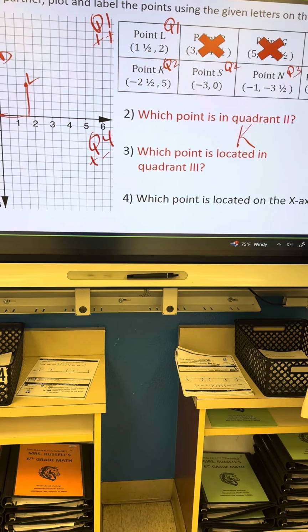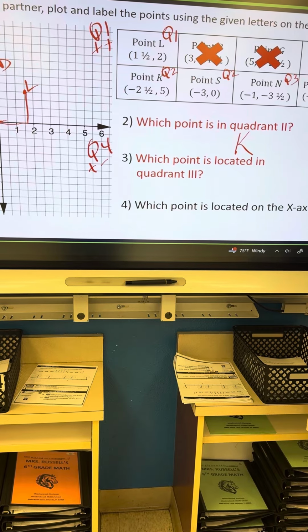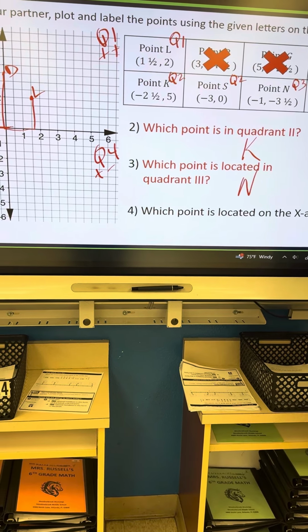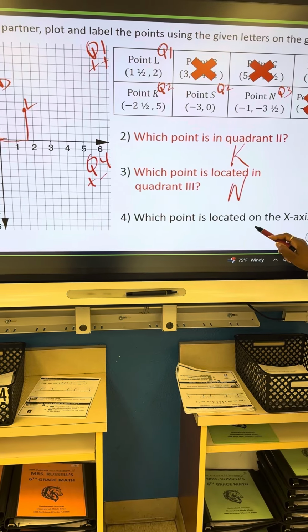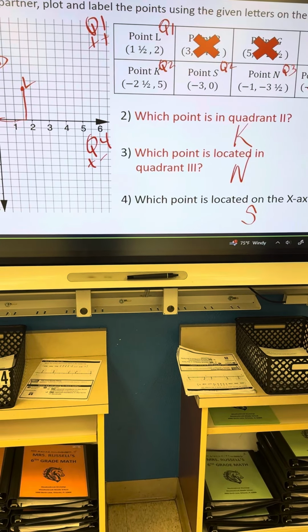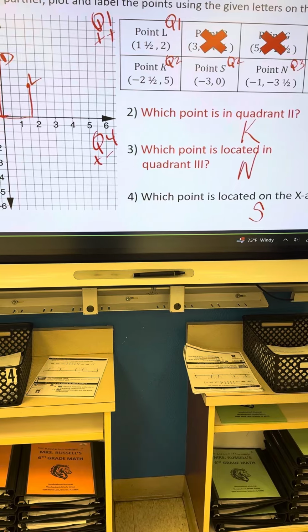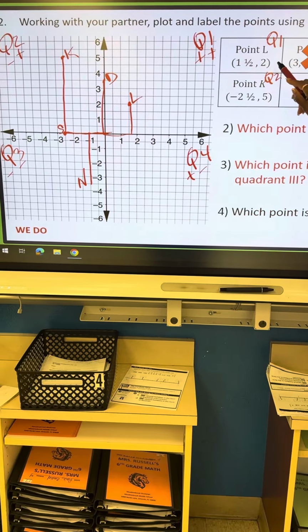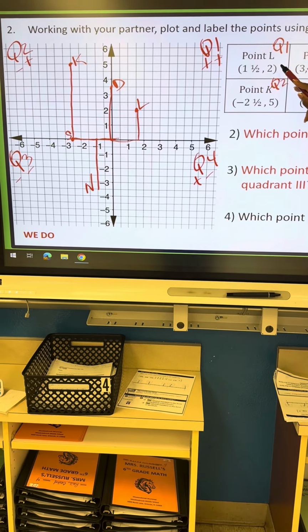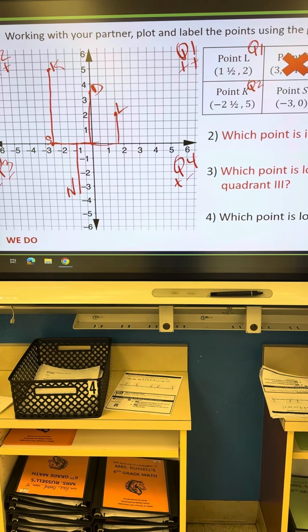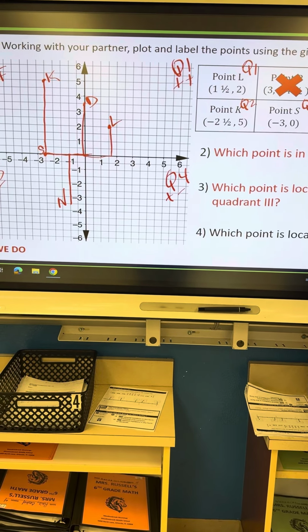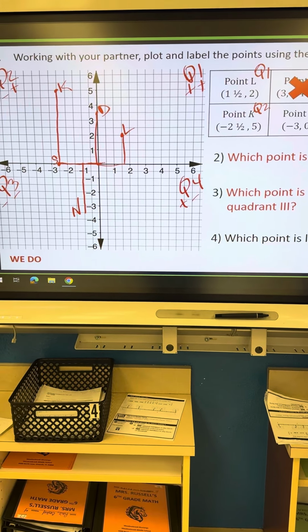Which point is located in quadrant 3? N. And which point is right on the X line? S. Everybody understand? You have to look for your quadrants first. All of the quadrants, label it. And when you get your set of ordered pairs, label the quadrant that it is going to be in first. Then go to your origin and locate your ordered pairs. Everybody understand? Yes.